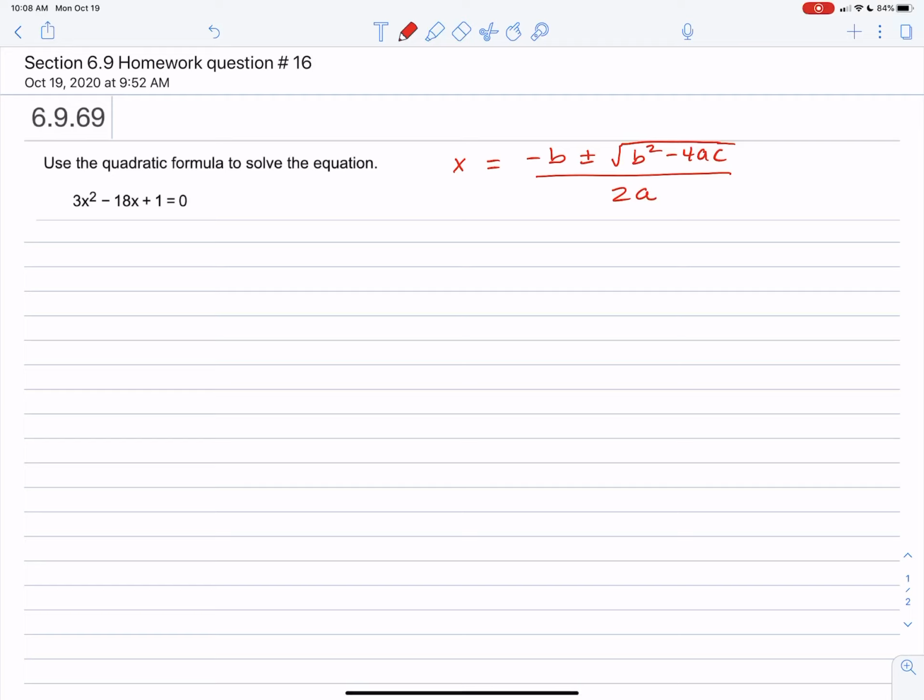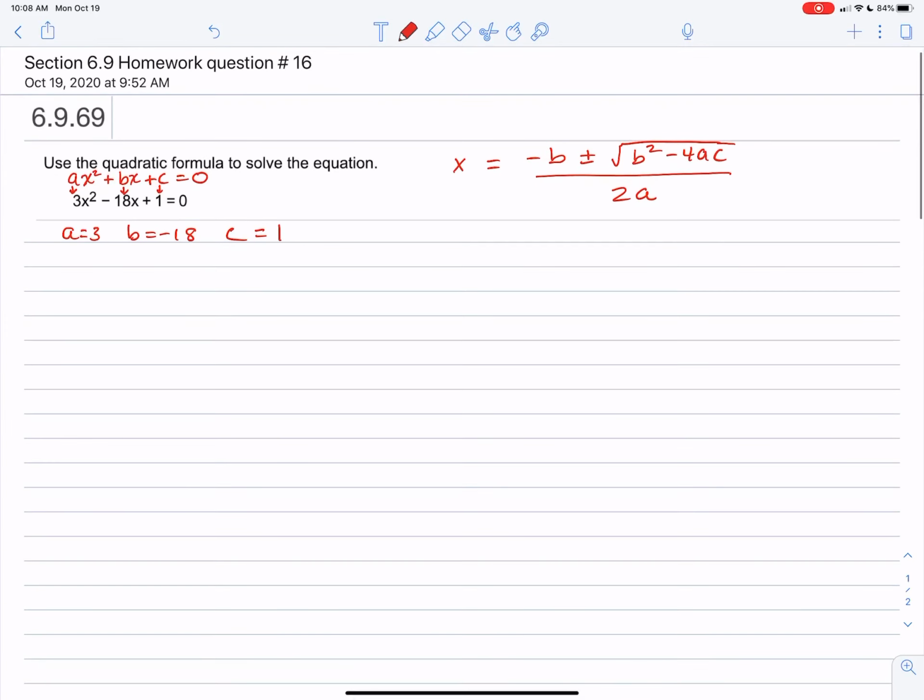So our first step is to make sure that our equation is in standard form. That is, some number times x squared plus some number times x plus some number equals 0. The coefficient of the square term is our a. So in this case, a is 3. The coefficient of our x term is our b. In this case, b is negative 18. And the constant, the number that stands by itself, is our c. In this case, c is 1.